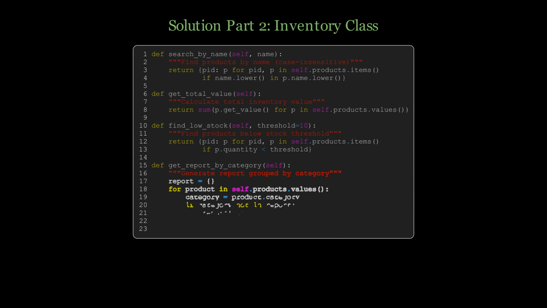search_by_name uses dictionary comprehension to find products with case-insensitive matching. get_total_value sums values from all products efficiently. find_low_stock returns products below a threshold with a default of 10. get_report_by_category groups products by category for reporting. These methods provide comprehensive inventory analysis capabilities.